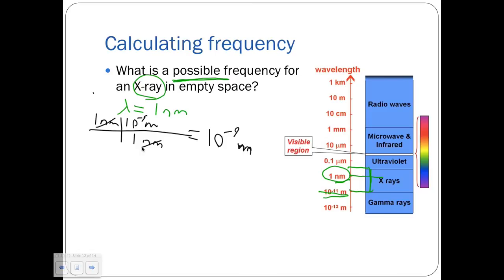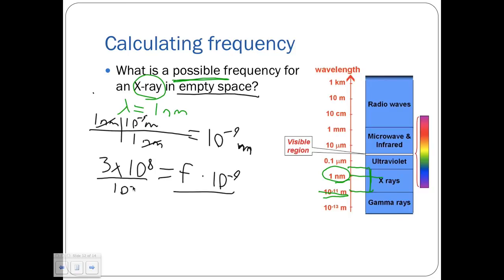So now we can set up our equation. v equals f lambda. So v is the speed, which depends on what substance it's traveling through, but it says here we're traveling through empty space. Well, in empty space, the speed of light is just our normal value of 3 times 10 to the 8th meters per second, and meters per second is the unit we want there, so that's good. Equals frequency, we don't know the frequency, times the wavelength. We already figured out the wavelength is 10 to the negative 9th, in meters because that's the unit that we want. Now at this point, it's just once again a matter of solving for the frequency.